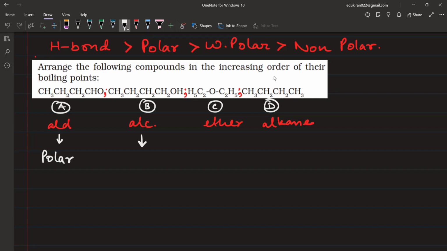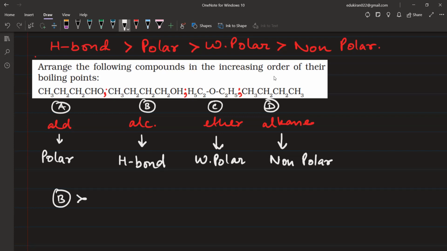Alcohol has hydrogen bonds. Ether is weakly polar, as was written today. Alkenes are always non-polar. Whenever you have any hydrocarbon, it is going to be non-polar. So the highest boiling point will be of B, followed by A, polar, followed by weakly polar C, followed by non-polar D. Please write this down.